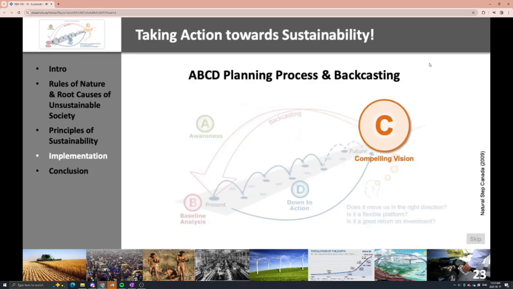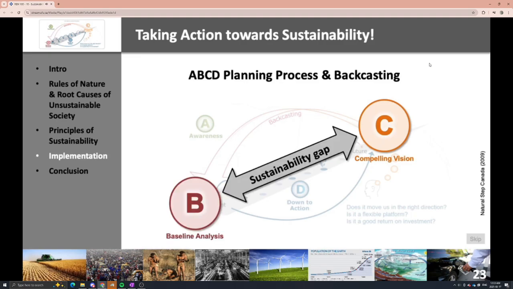Let's say a few things about how to choose a meaningful, compelling vision. It's necessary to realize that your compelling vision does not have to solve all of your sustainability problems all at once. It just has to be a meaningful step in the right direction. So you want the step from the baseline analysis to the compelling vision, which is referred to as a sustainability gap.